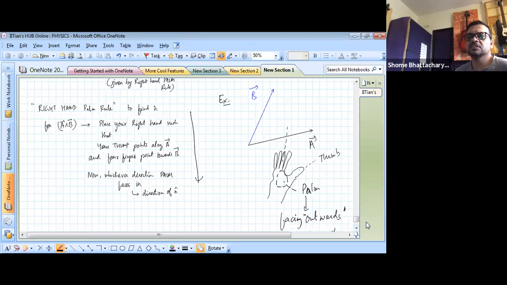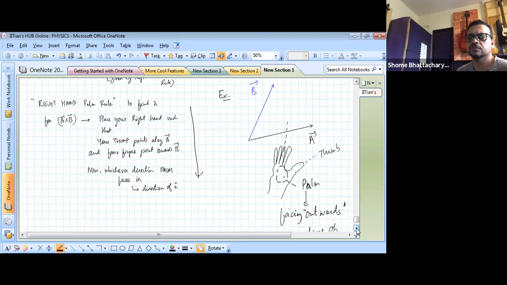Okay. So the first step is that you have to place your hand such that you can extend your right hand thumb towards the vector A and your four fingers towards the vector B. On placing your hand in such a way, you will see that you will have to place your right hand on the paper or on the screen, such that either the palm will be facing towards you or your knuckles will be facing towards you and the palm is actually facing into the paper or into the screen. So accordingly, the direction of n cap is either coming out of the plane or going into the plane. So let's understand this with some examples.